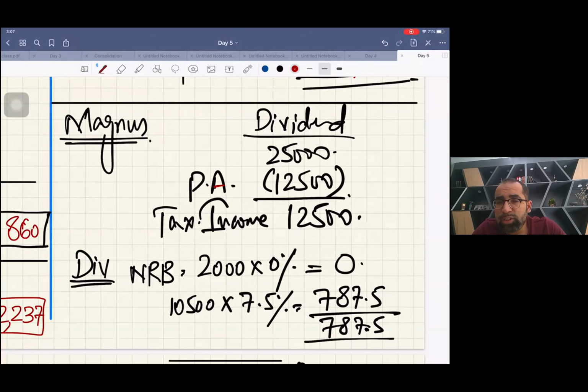Okay, now let's do NRB. Let's do the tax on only this dividend income. The first 2,000 is at 0%, and the remaining 10,500 will obviously lie in the first band. So the dividend income first band rate is 7.5%. This is the tax for Magnus.